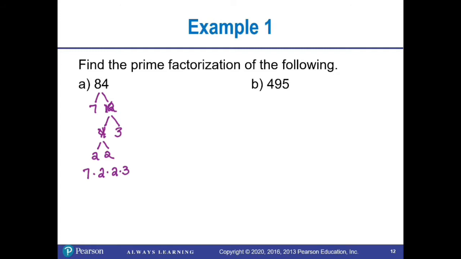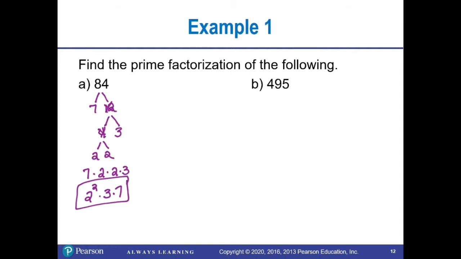This is the factorization. Now, typically, we're going to write the prime factorization in increasing order and with powers. So notice here I have 2 2's, so that would be 2 squared. Then I have a 3 and a 7. So my prime factorization is 2 squared times 3 times 7.